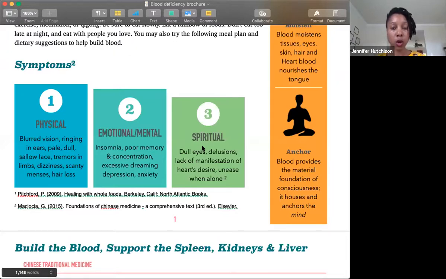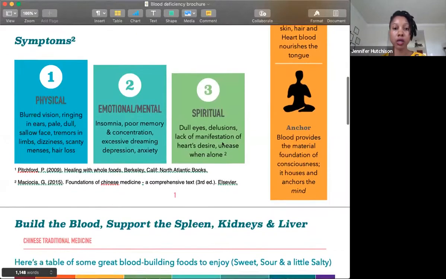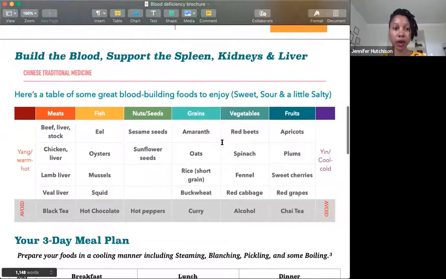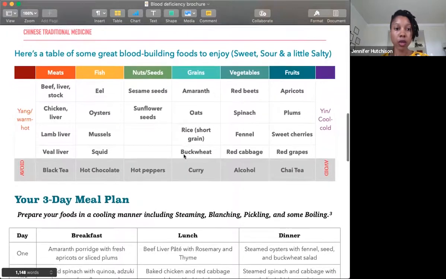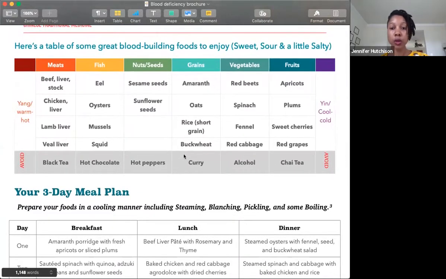And if you have more questions about that, there's more to it than that, but we'll just leave it there. Let's now talk about building blood and supporting the spleen, the kidneys and the liver with foods. So here are some really great blood building foods.